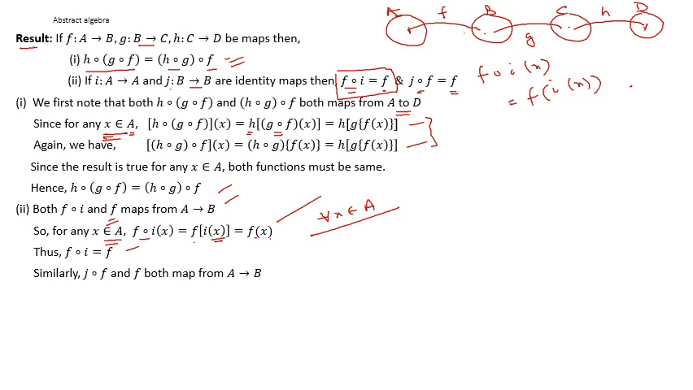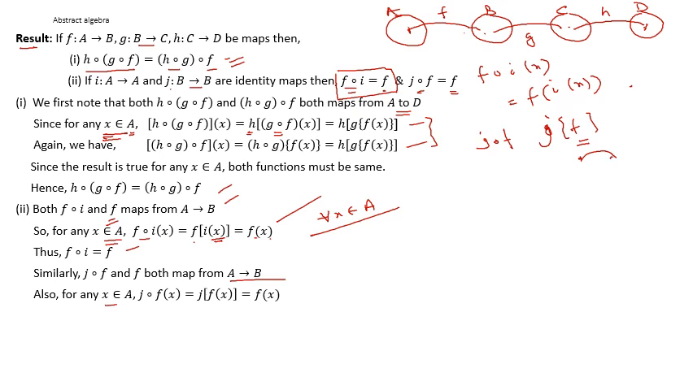Similarly, look, what does J∘F do? Again, F is from A to B and J is from B to B. So ultimately J∘F and F both map from A to B. So given any x belonging to A, what is (J∘F)(x)? J∘F means J of F. F maps an element from A to B, and then J maps an element of B to another element of B.